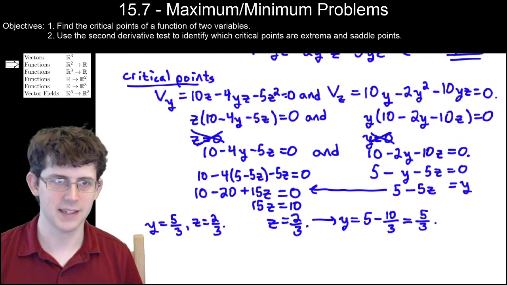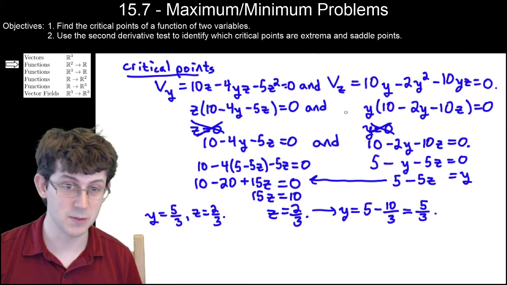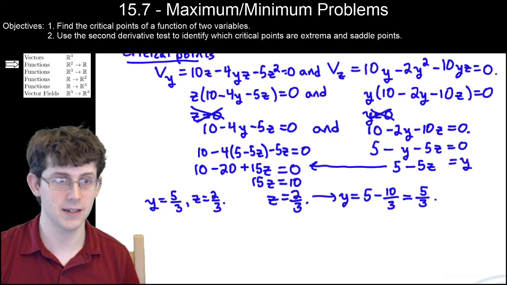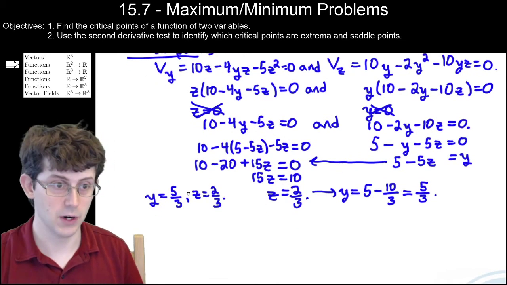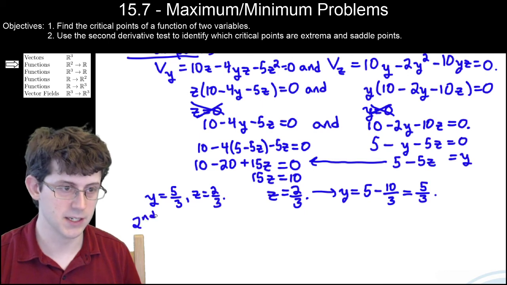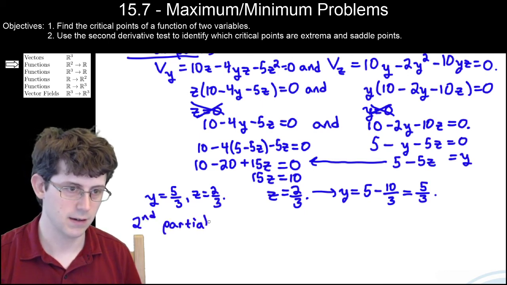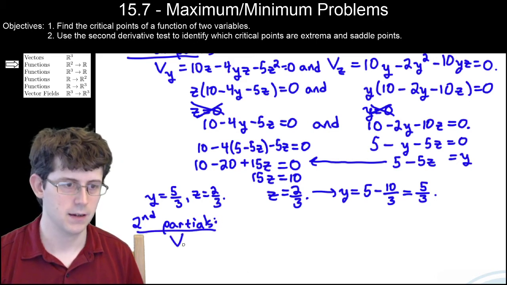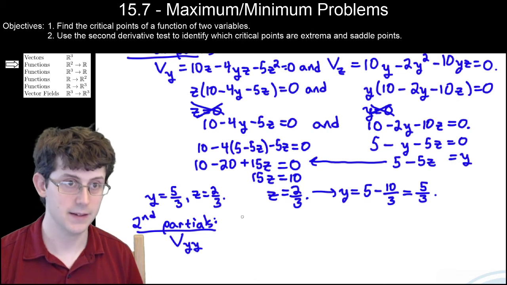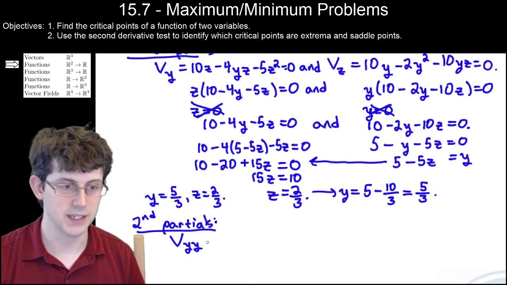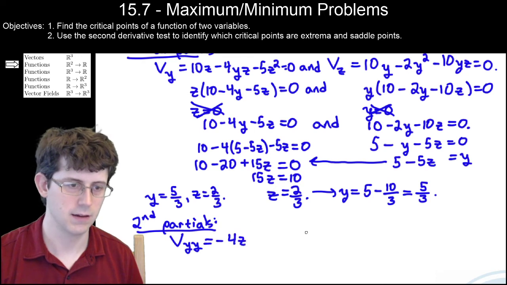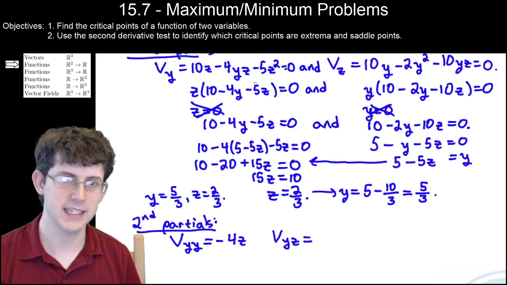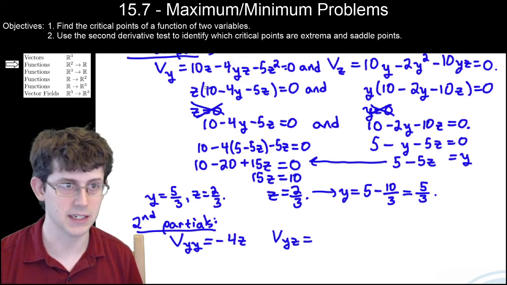Now I feel pretty confident that this is the maximum volume, because the minimum volumes were these ones where y was 0 or z was 0, but we should use the second partials test to make sure. So we're hoping this is a maximum, so we'll do second partials. I need to find vyy. vyy is minus 4z. I need vyz. vyz and vzy should be the same, but let's make sure.